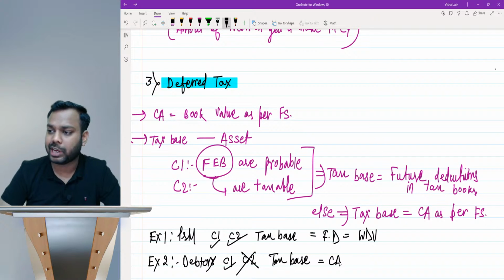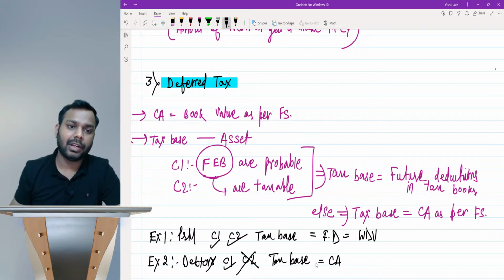Vidisha, Saksham, Jishan, Diksha, Manav, Naman. Is that clear, everyone? The meaning of the tax base of an asset?